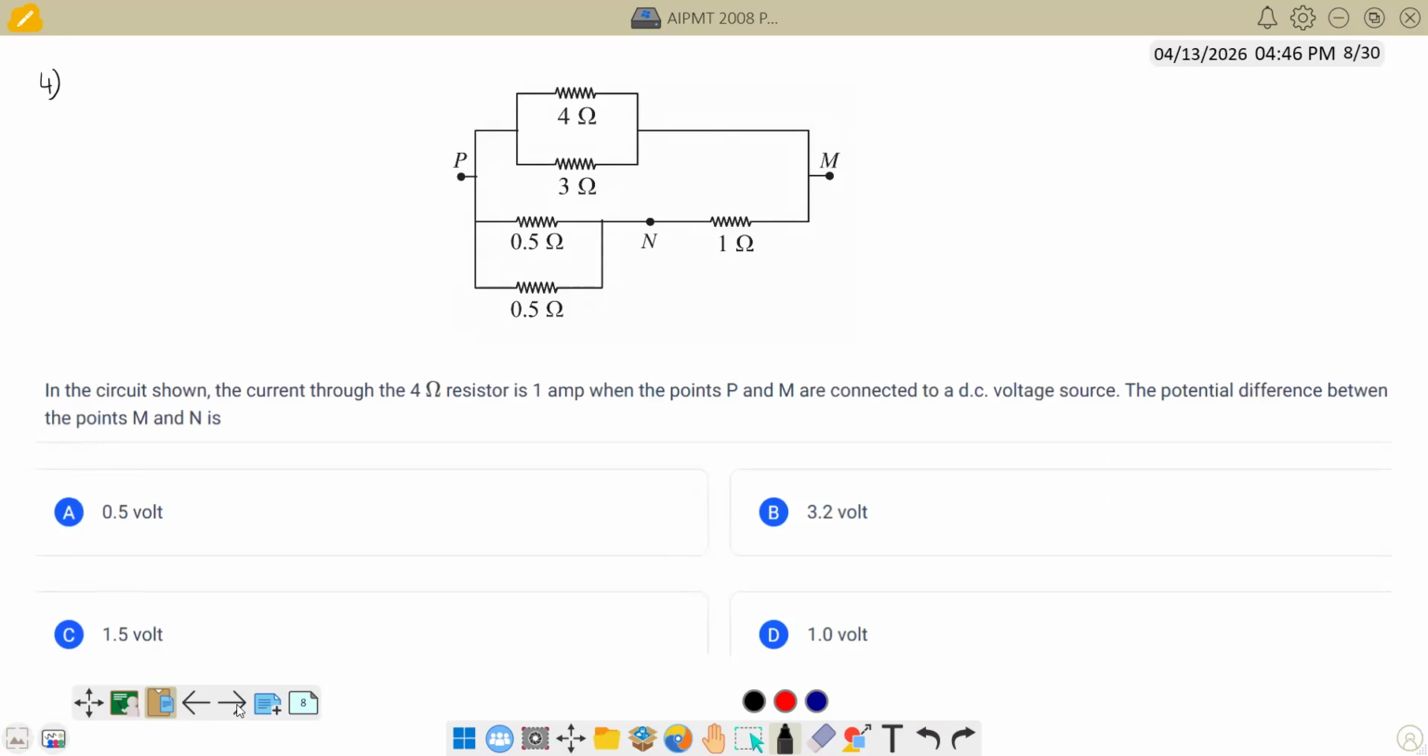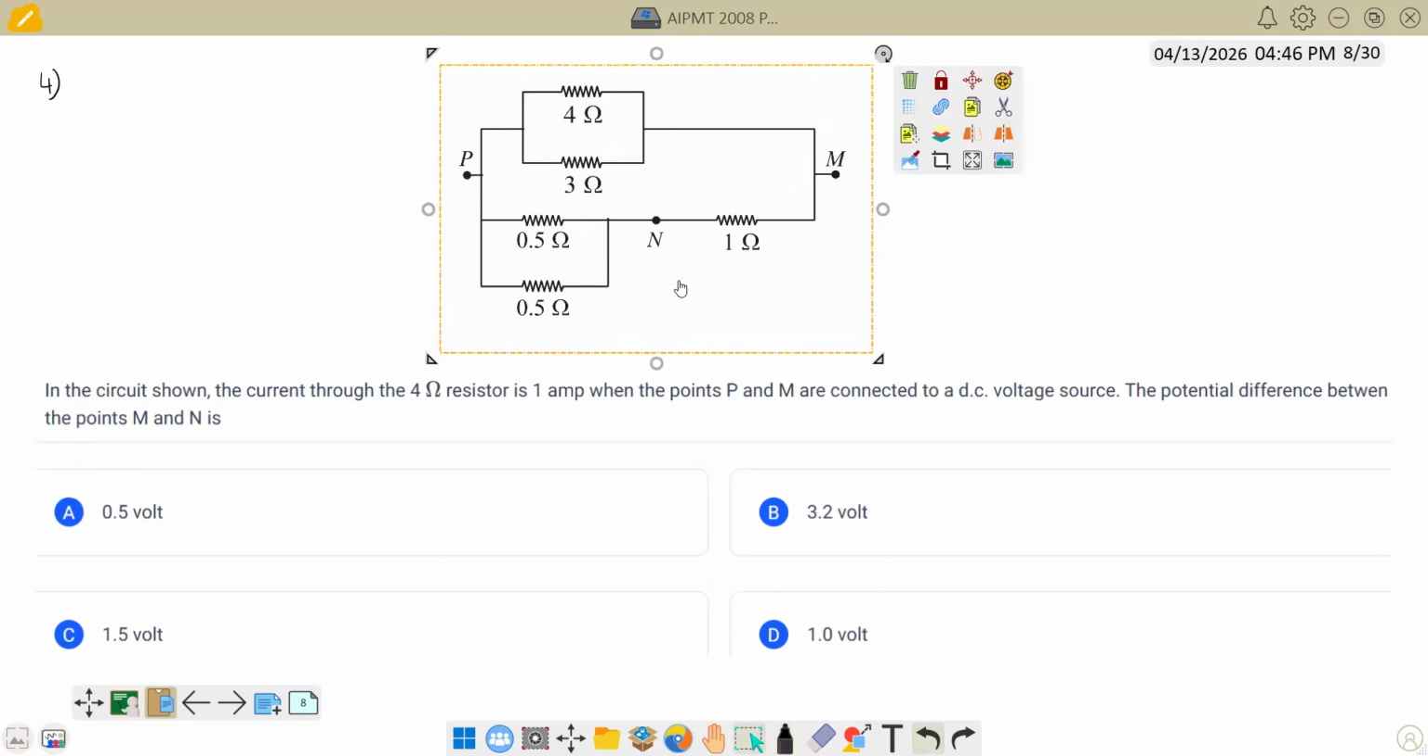In the circuit shown, the current through the 4 ohm resistor is 1 ampere. When the points P and M are connected to a DC voltage source, the potential difference between the points M and N is the potential difference between the points M and N.